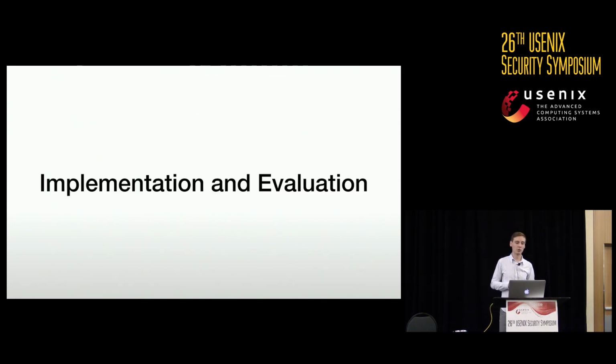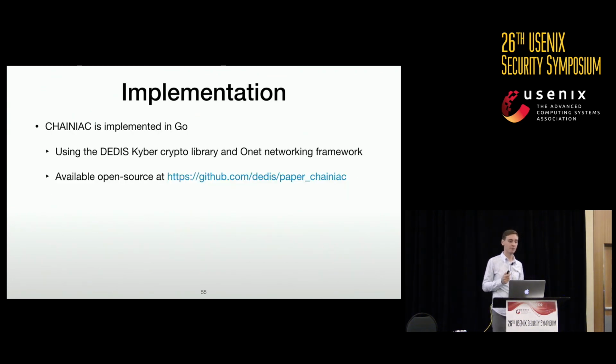So let me talk a little bit about implementation and evaluation. CHAINIAC is implemented in Go. It's publicly available. You can already go and check it out on GitHub. And we use the DeDiS crypto library of Go and the networking framework. If you go to the DeDiS user on GitHub, you will find the up-to-date implementation of the crypto library and the network and the Cothority framework too.